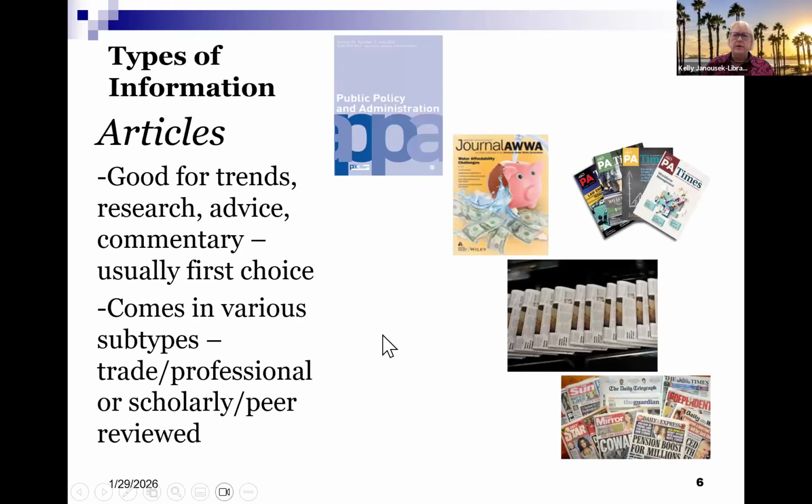Let's talk about different types of information. Articles by far is probably the most common type of thing that you will look for. It shows you what they're good for. They come in various subtypes, and that's really what I want to mention to you. Some of my disciplines, it doesn't matter. They only want one kind. They want research, scholarly, peer reviewed.